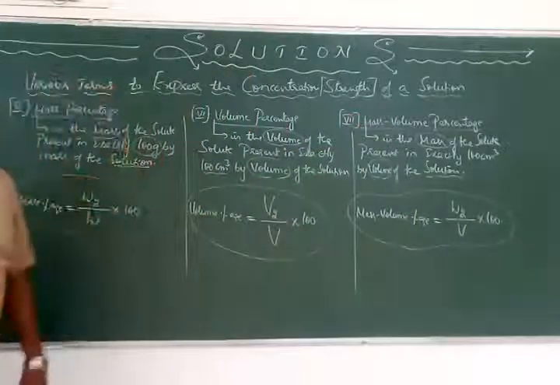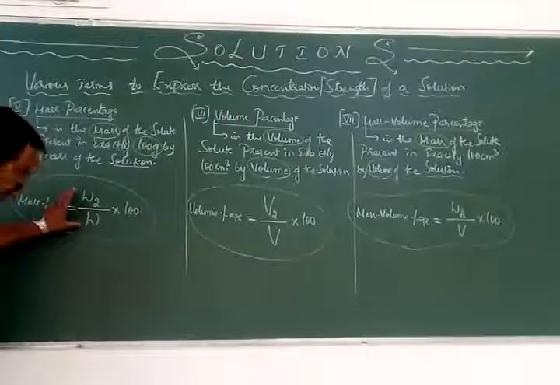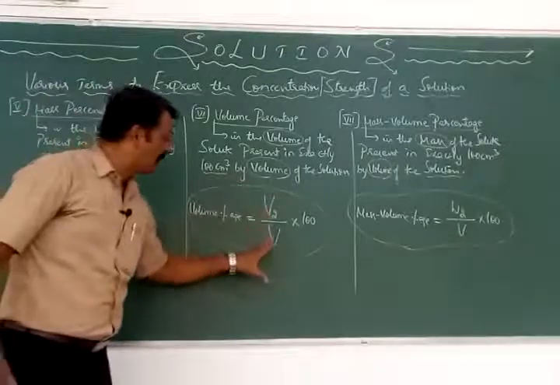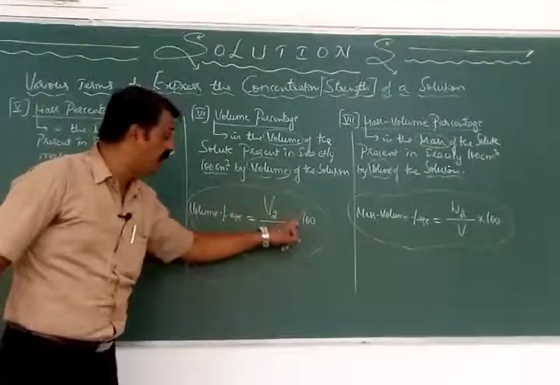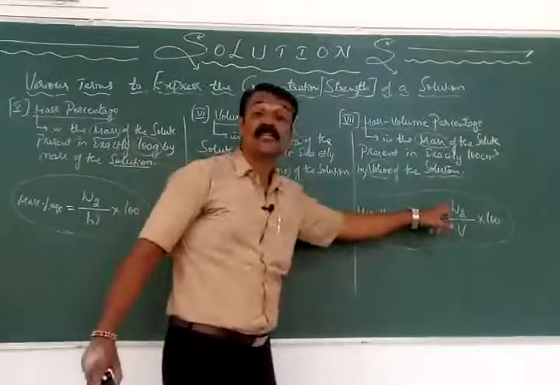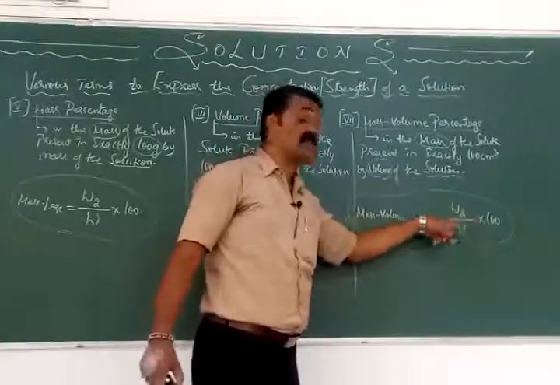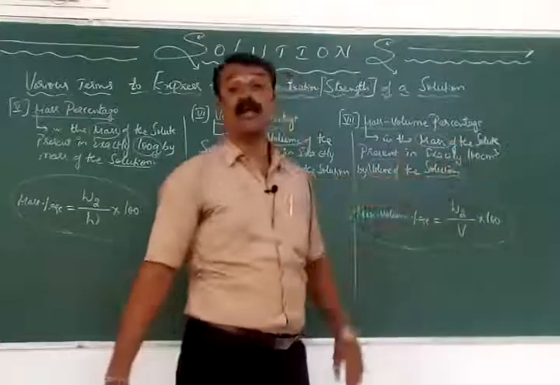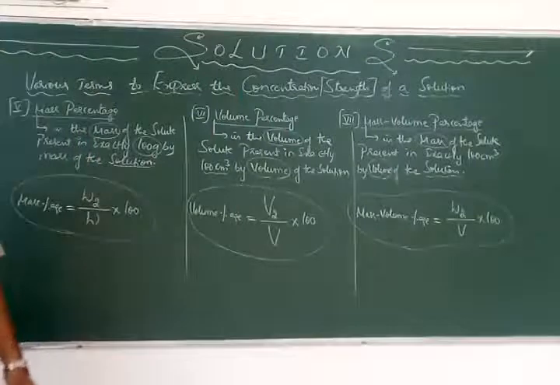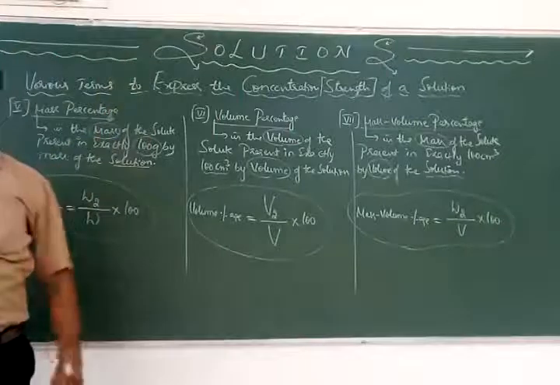The mass volume percentage. If both solute and solution are expressed in mass with respect to 100, then it is called mass percentage. If both the solute and the solution are expressed with respect to volume in terms of 100, then it is called volume percentage. If solute is expressed in mass and the solution is expressed in volume, into 100 parts by volume of that particular solution, then it is called which one? Mass volume percentage.